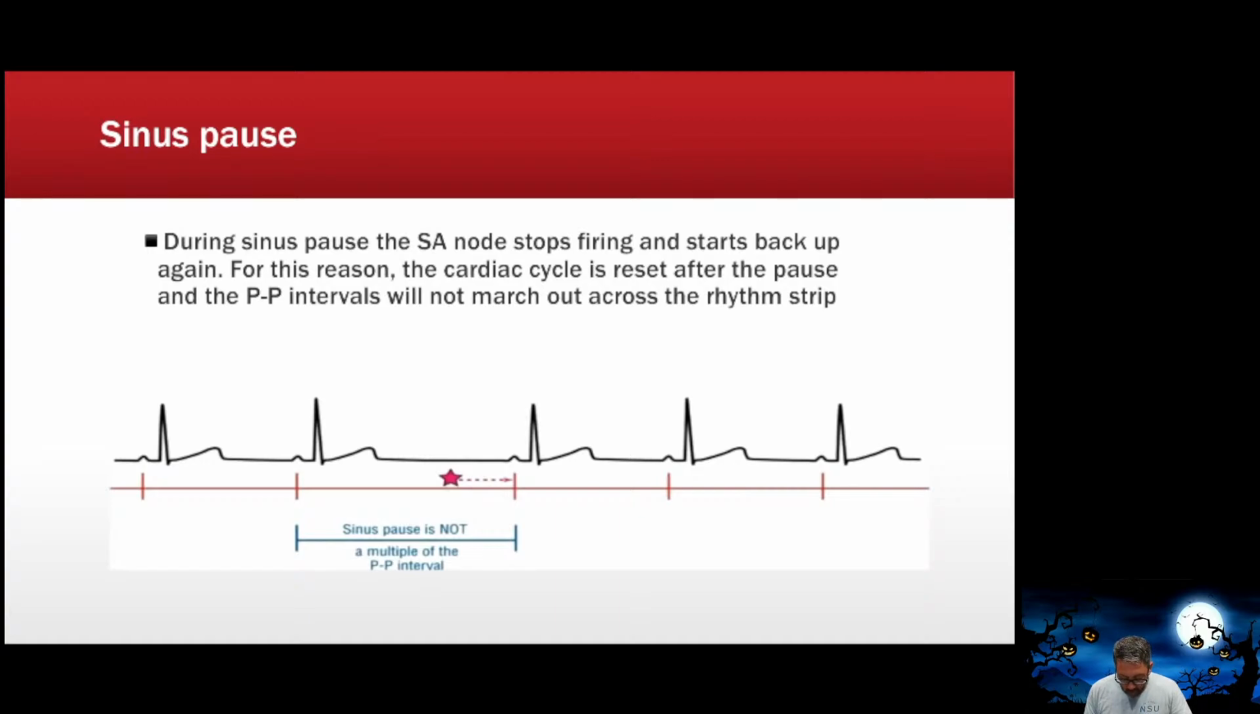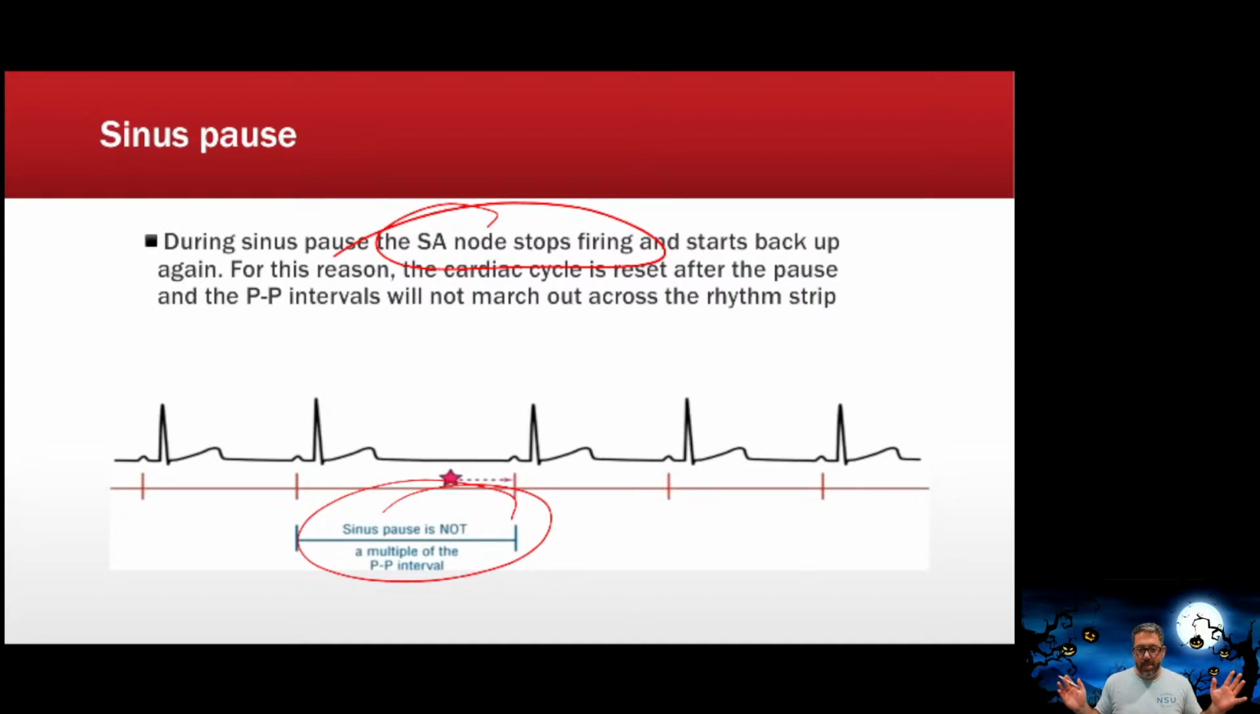Okay. Sinus pauses. The SA node just stops firing. There's nothing coming out of that SA node. So because nothing's coming out of the SA node, it's not going to have a normal marched out pattern. You lose that because the SA node lost its rhythmicity. It's not going to fire the way it's supposed to. So it just pauses. There's nothing happening.